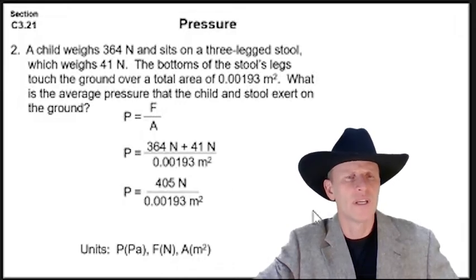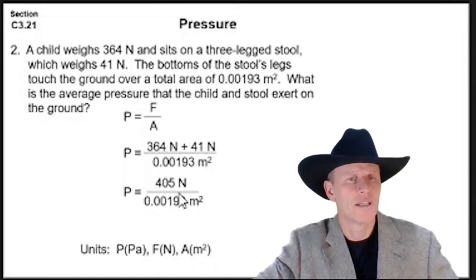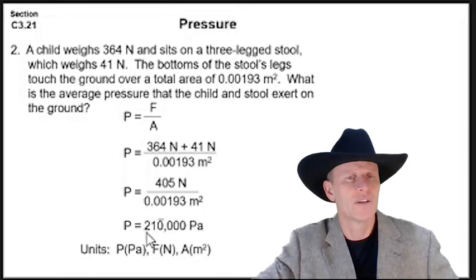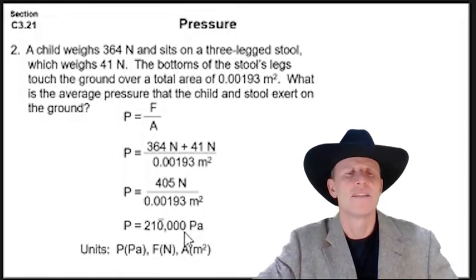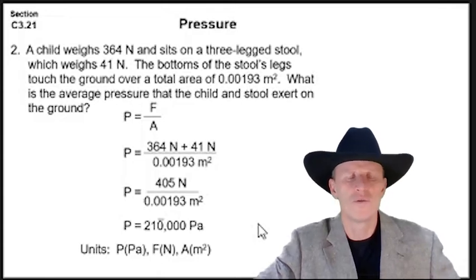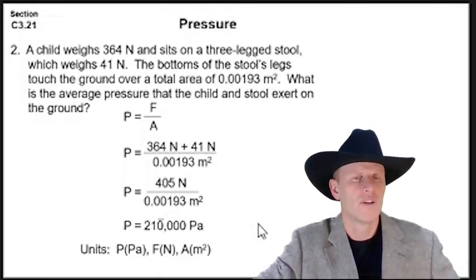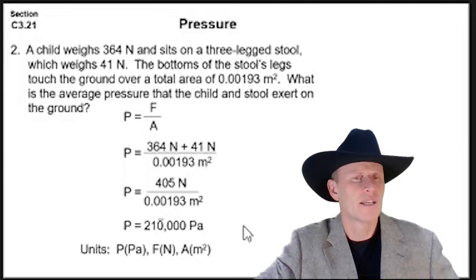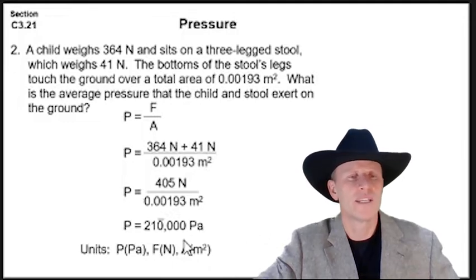Adding those together, we get 405, increasing our sig figs to 3. Divided by 3 sig figs gives us 3 in our answer, so 210,000 pascals. And again, a pascal is a very small unit for pressure, so a lot of times you'll see kilopascals. So this would be 210 kPa.